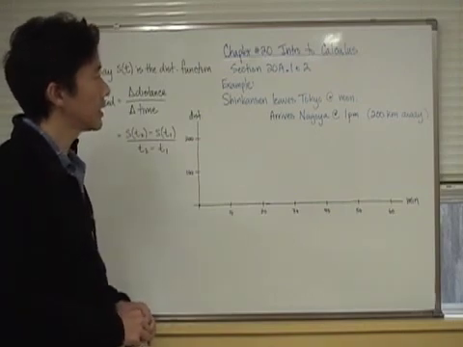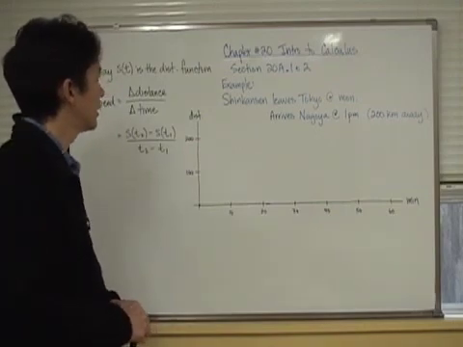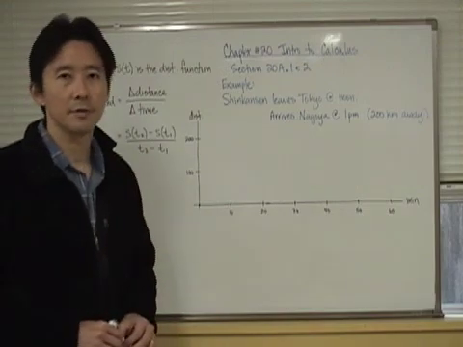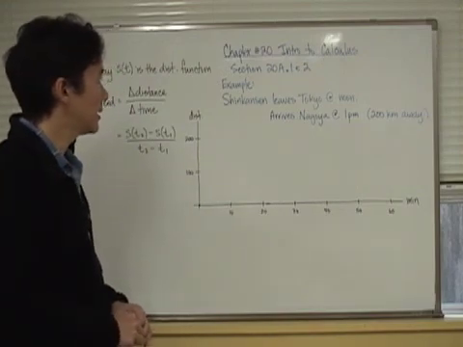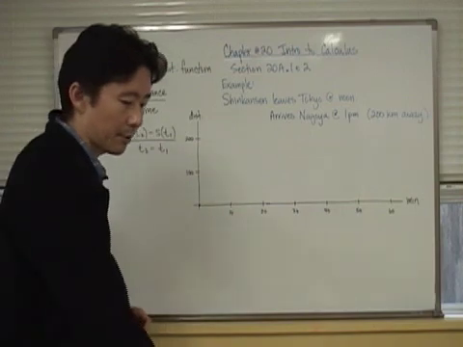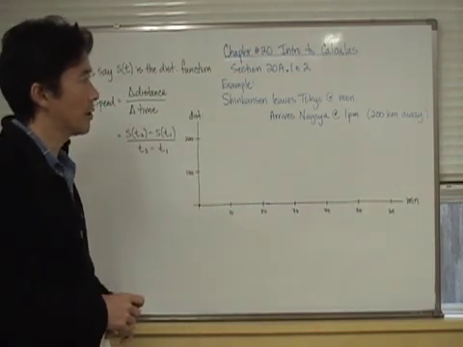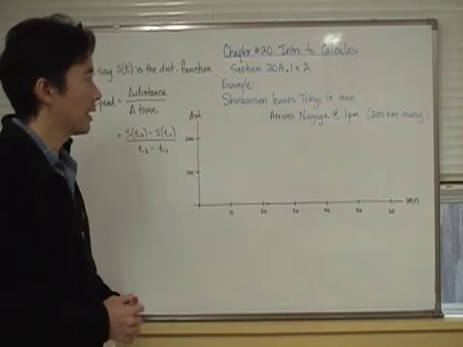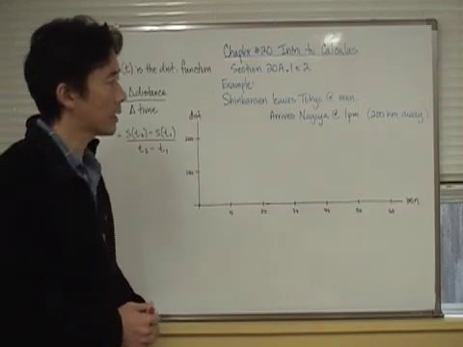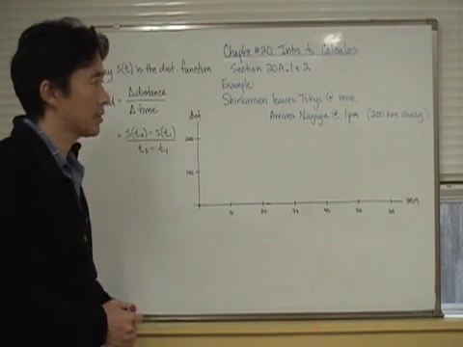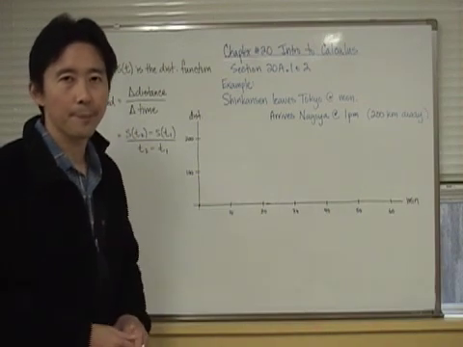And it's based upon this idea of average rates of change. Now, let's take a look at a simple example here. Let's say, for example, that the Shinkansen leaves Tokyo at 12 noon. It arrives at Nagoya at 1 o'clock. And let's just say, for example, that that's 200 kilometers away.